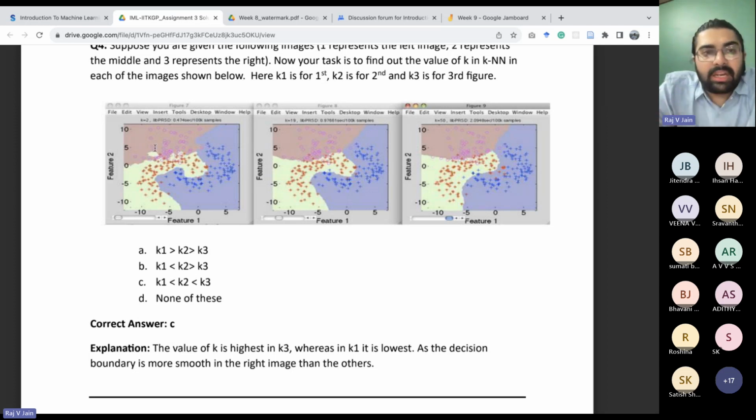And if you see here, there are a lot of fractures in the decision boundary, right? That is what happens when you have a very small k. So that's the process. Okay.